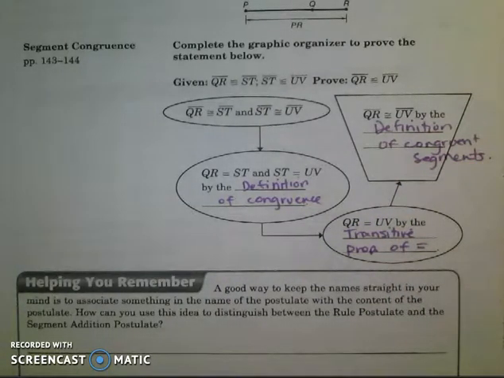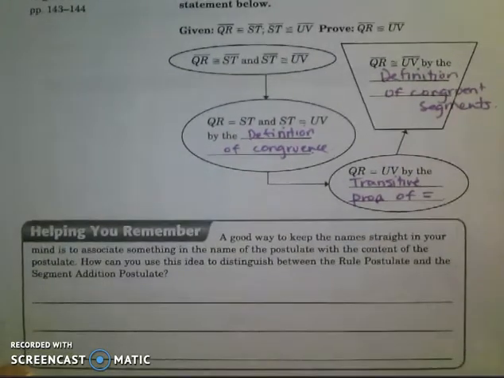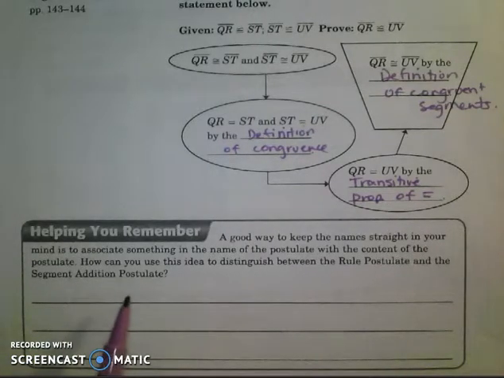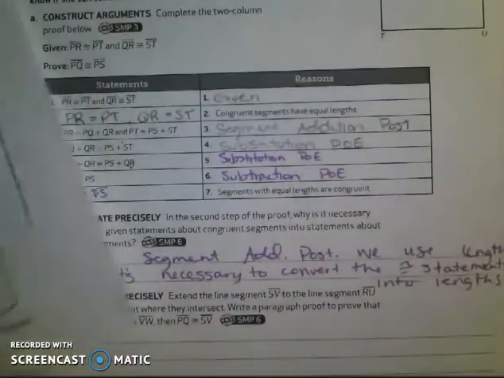All right. And this last one, how do we remember basically the difference between the ruler postulate and the segment addition postulate? Ruler postulate uses 2 words, segment addition uses 3, and so a way that you could remember that is the ruler postulate has 2 points in the statement, and then segment addition postulate has 3 points in its statement. So that's one way that you can remember that.